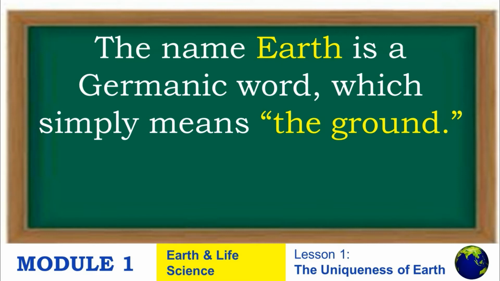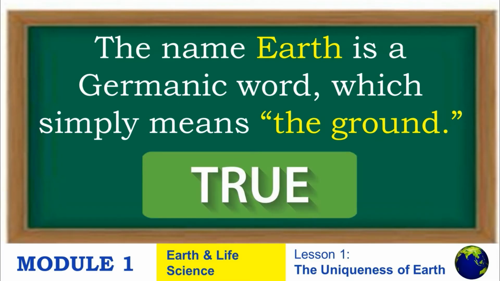And the correct answer for statement number 4 is true. The name Earth is at least 1,000 years old. All the planets except for Earth were named after Greek and Roman gods and goddesses. However, the name Earth is a Germanic word which simply means the ground.